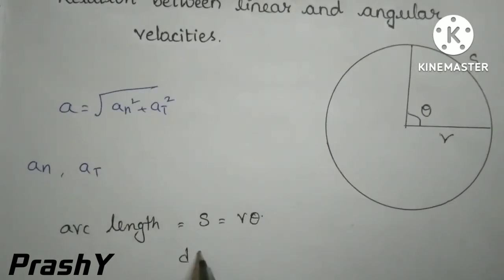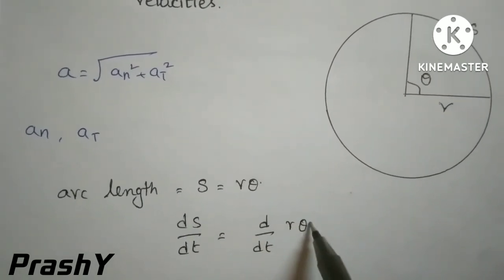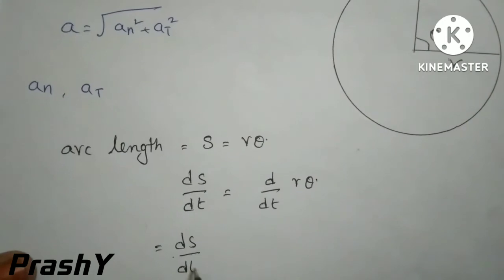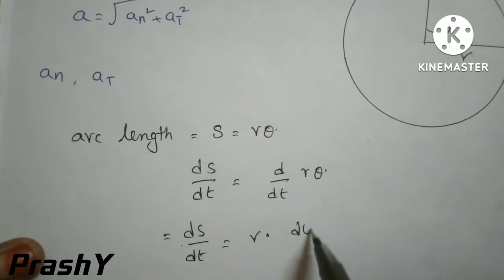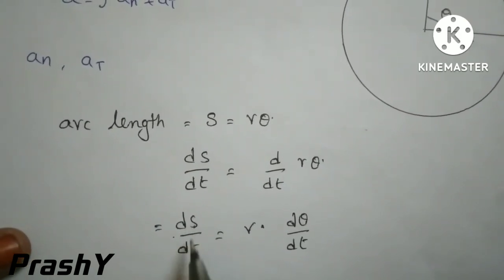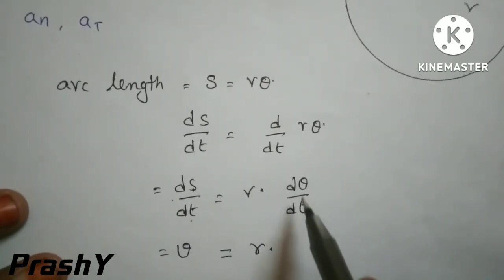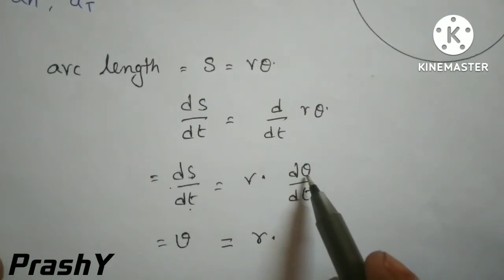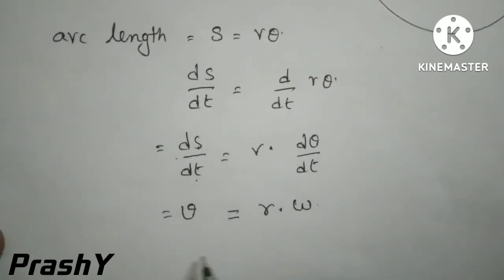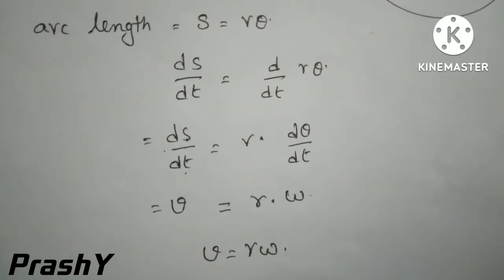So on differentiating with respect to time, I will get ds by dt is equal to d by dt of r theta. Here r is the radius of the circle, so r is constant. So we will get ds by dt is equal to r into d theta by dt. And we know that ds by dt is nothing but change in displacement by time, which is the linear velocity v. And d theta by dt is change in angular displacement by time, which is equal to omega. So the relation between linear and angular velocity is v is equal to r omega.